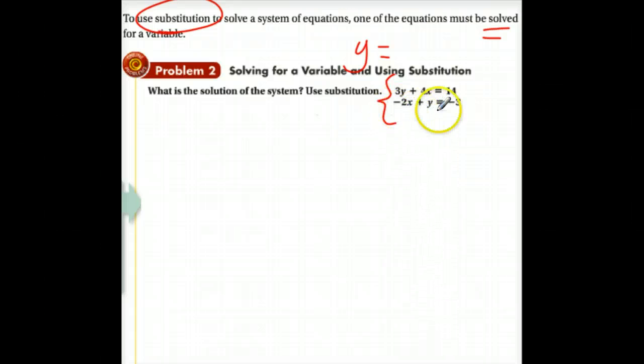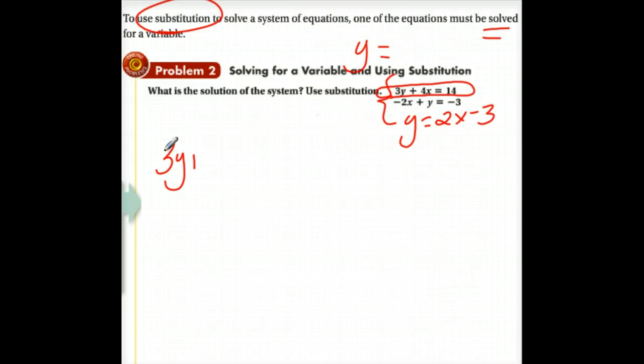So I'm going to use this second equation, negative 2x plus y equals negative 3. If I want to solve that for y, I'm going to add the 2x over. You want to pick the equation that's easiest to solve for the variable y. It'll save you work in the end. So I added 2x over. That's my final equation, y equals 2x minus 3.